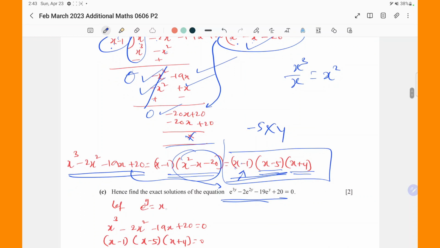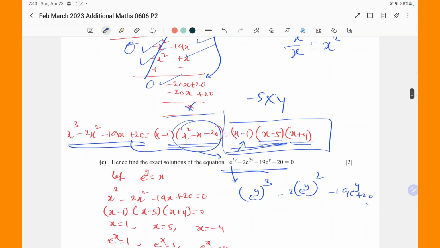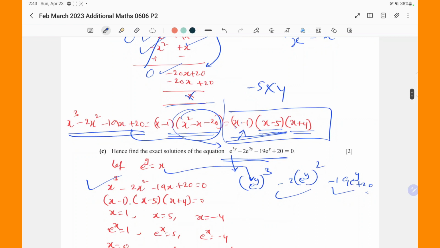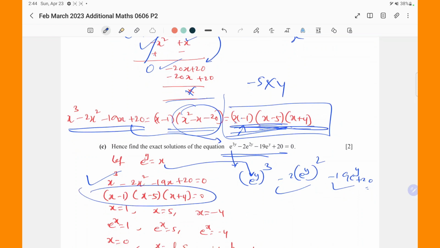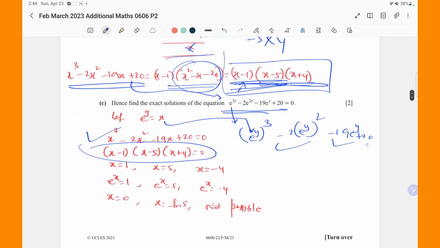If you consider e to the power y as x, so here you can write (e to the power y) whole cube minus 2 times (e to the power y) whole square minus 19 e to the power y plus 20 equals 0. Right? 3y you can write e to the power 3y, you can write (e to the power y) whole cube. Now e to the power y was x, so just put x here. So it is x cubed minus 2x squared minus 19x plus 20. Already we factorized over here, so we got the factorization. Just solve, then here you will get x equals 1, x equals 5, x equals minus 4.